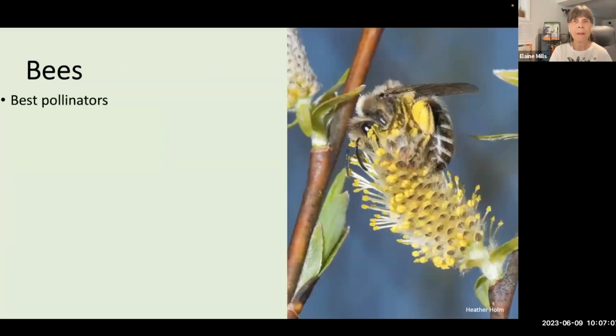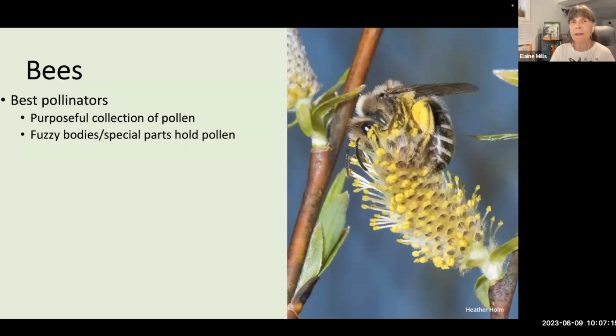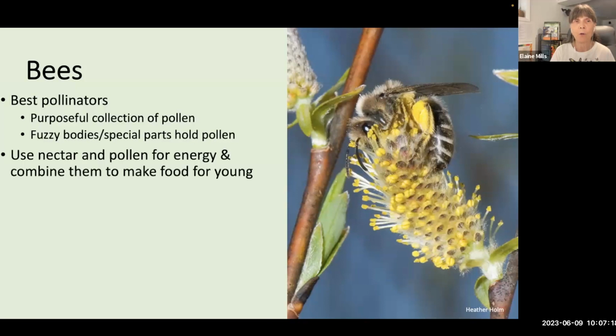Bees are really our best pollinators, first because they are purposefully collecting pollen. They have fuzzy bodies and special parts to actually hold the pollen. They will use the nectar and pollen combined with saliva to form what are referred to as pollen loaves. These will provide energy for the young bees when they're provisioning their nests. The U.S. Geological Survey estimates that there are nearly 500 species of bees in the mid-Atlantic. And just a reminder that honeybees are not native bees.